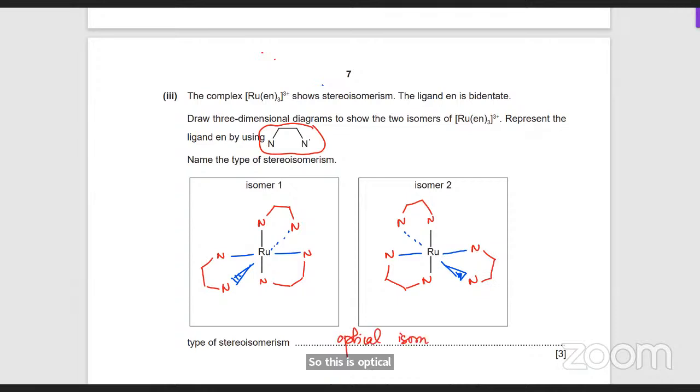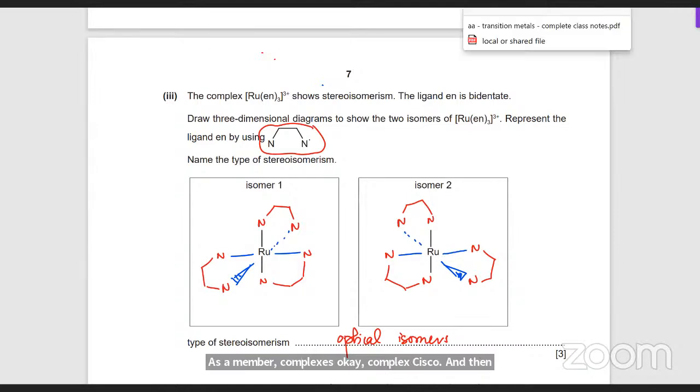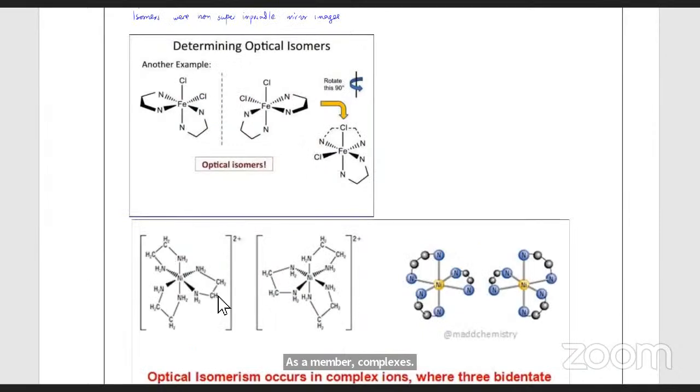So remember, in complexes, optical isomerism would only happen if you have 3 bidentate ligands, or you have 2 bidentate ligands, and on 2 sides together you've got monodentate ligands.